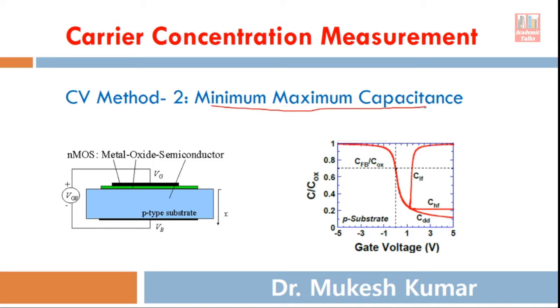In this method, we plot the CV characteristics of a MOS device, and from those CV characteristics we find out the maximum value of capacitance and the minimum value of capacitance. These two capacitances are sufficient to give us some information about the carriers present in the semiconductor.